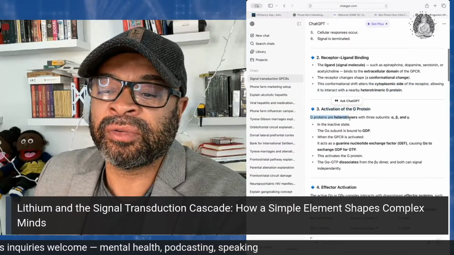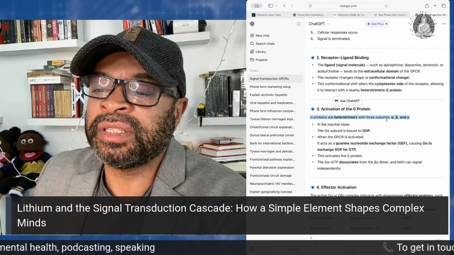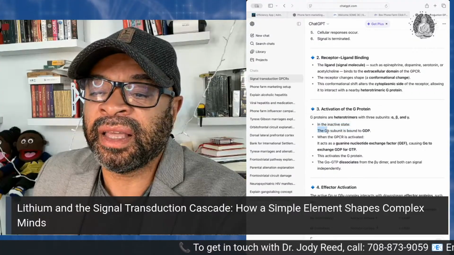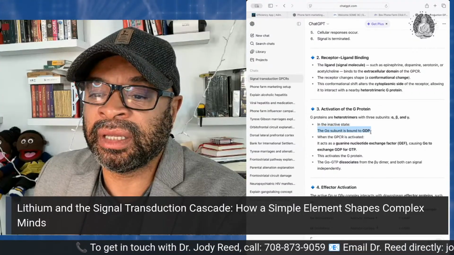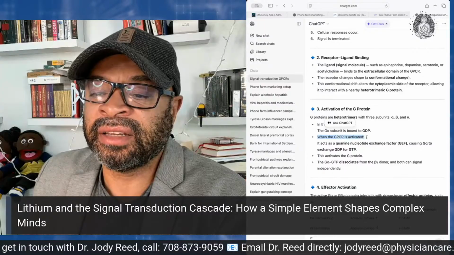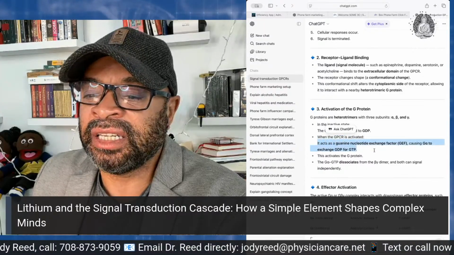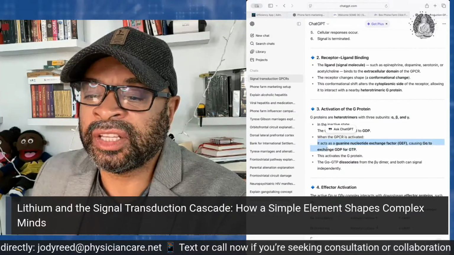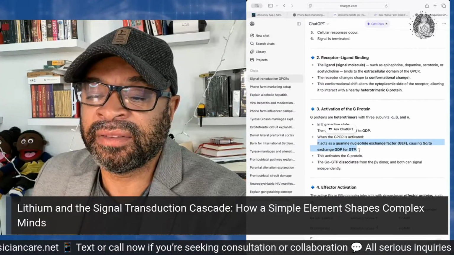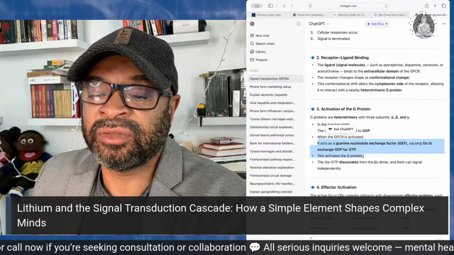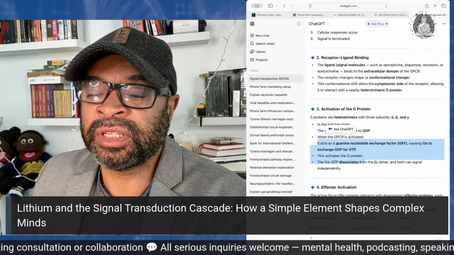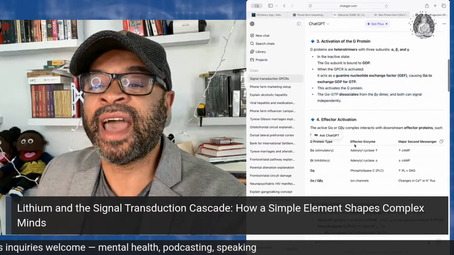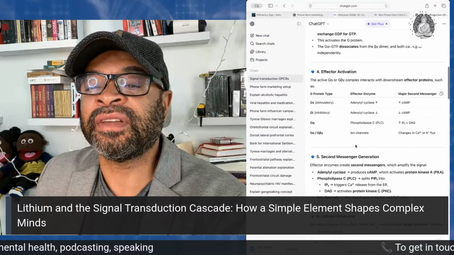Activation of the G protein. G proteins are heterotrimers with three subunits: alpha, beta, gamma. In the inactive state, the alpha subunit is bound to GDP. When the GPCR is activated, it acts as a guanine nucleotide exchange factor, causing the alpha subunit to exchange GDP for GTP. This activates the G protein. The alpha subunit dissociates from the beta-gamma dimer, and both can signal independently. This is the G protein activation right here.